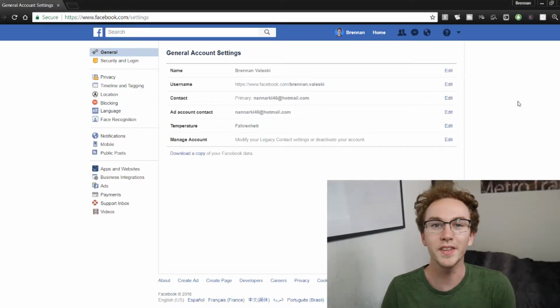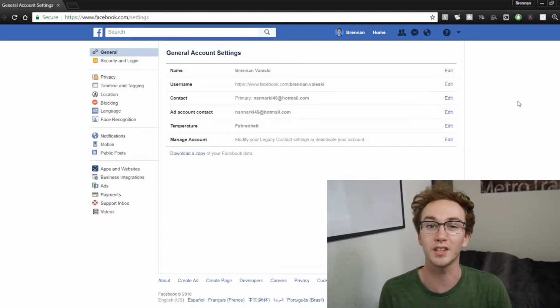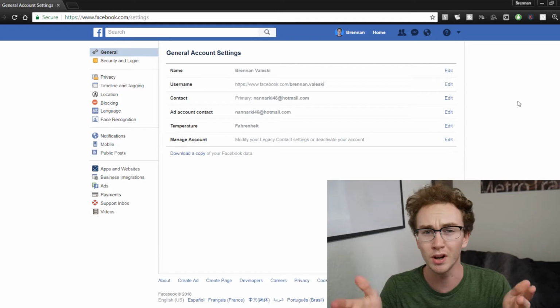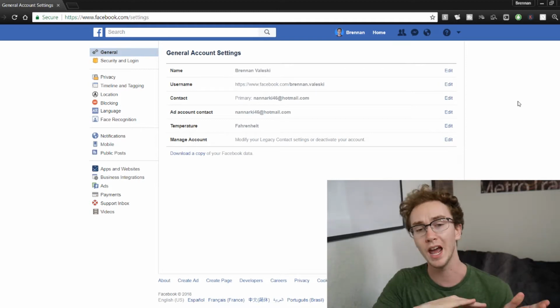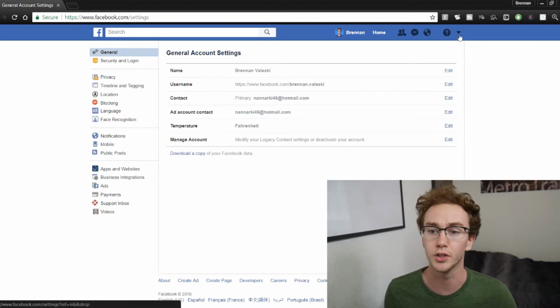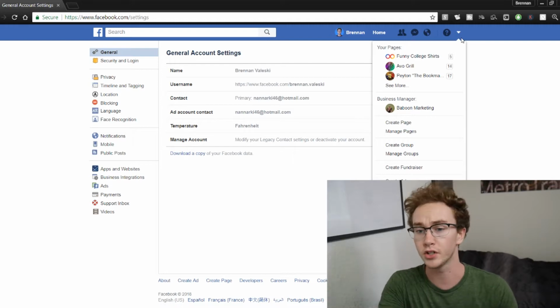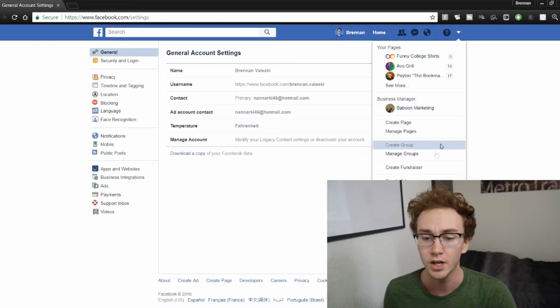Alrighty guys, so we're now in the computer. Now the first thing you want to do is obviously be logged in on Facebook, whether it's the app or on the computer as I am showing you today. And then after that, you go ahead and come over to the settings, which on the computer is just going to be this little drop down arrow over here. You come down to settings.